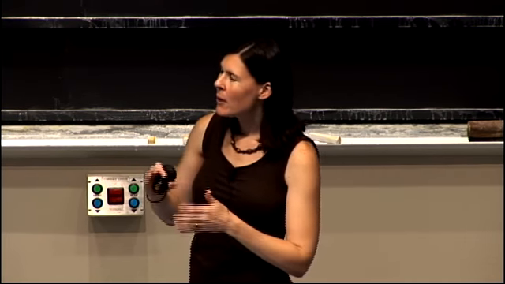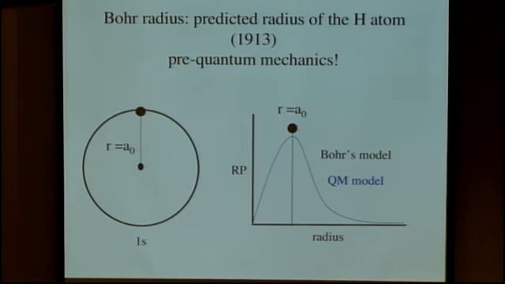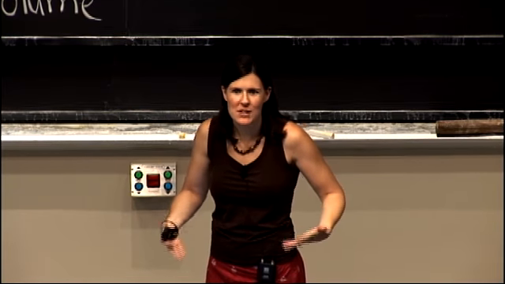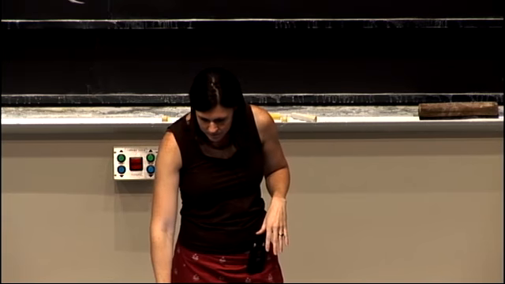So if we superimpose our radial probability distribution onto the Bohr radius, we see it's much more complicated than just having a discrete radius. We can actually have any radius, but some radii just have much, much smaller probabilities of actually being significant or not.